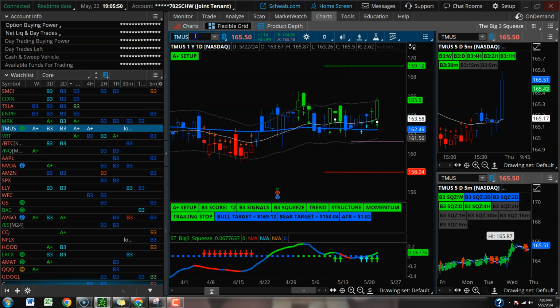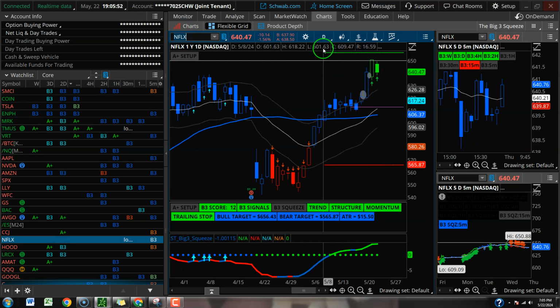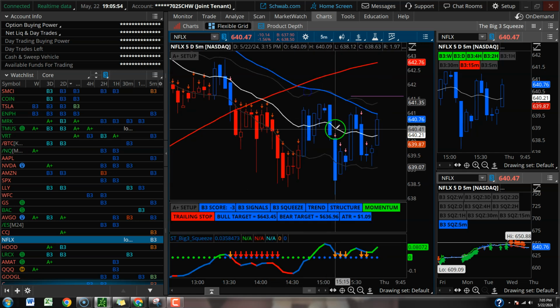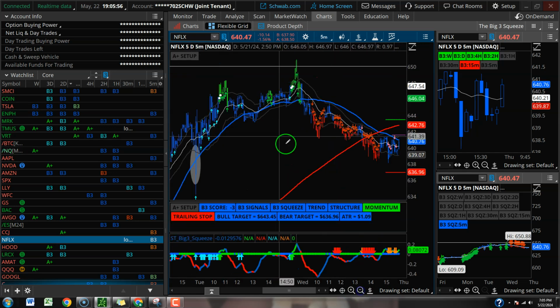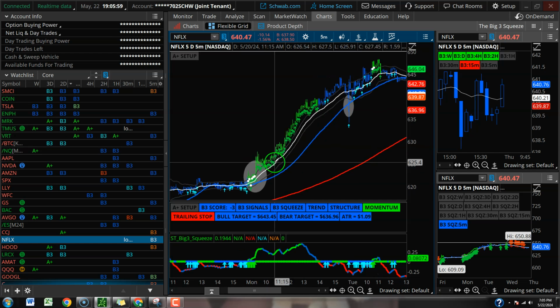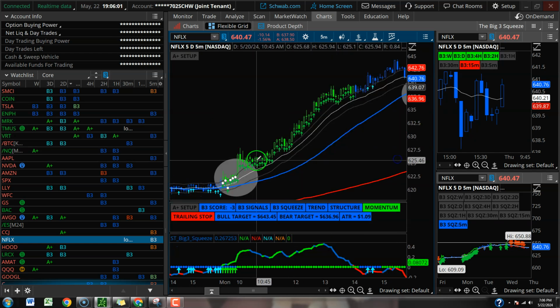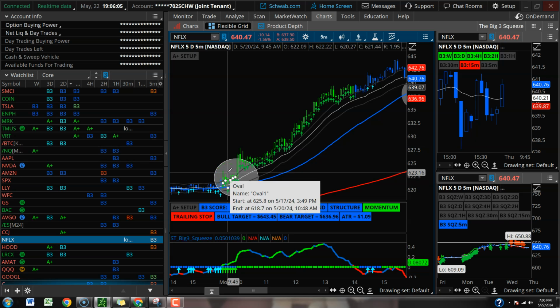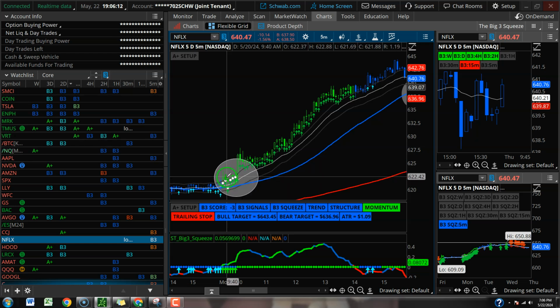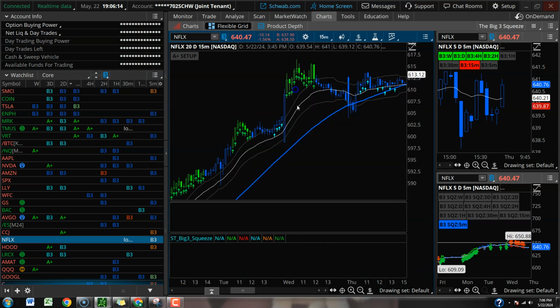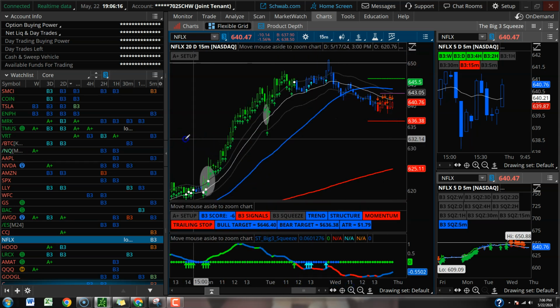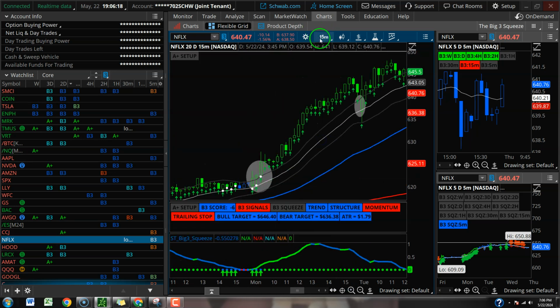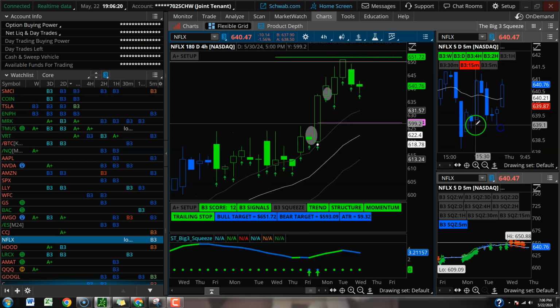An example from a few days ago, Netflix. So I built out these white dots, which you'll see all the way back here. The white dot on the chart means at that moment in time, you had an A+ setup. So back on Monday morning, we had one back here on the 5-minute. At the same exact time, we also had one here on the 15-minute. And we also had one here on the 4-hour.